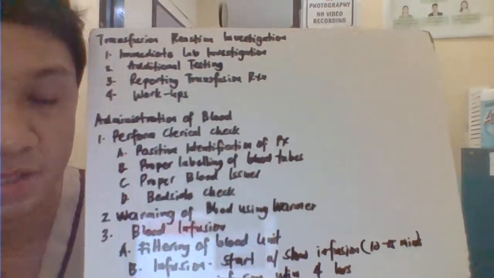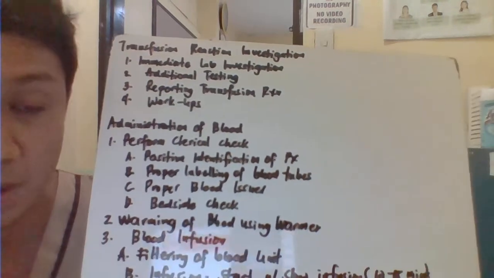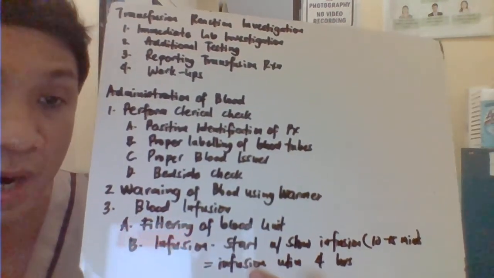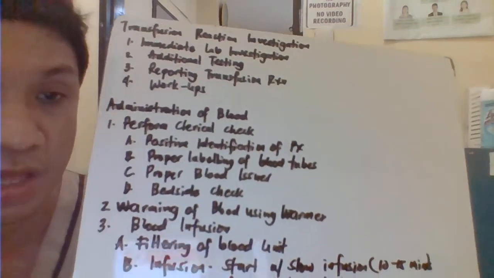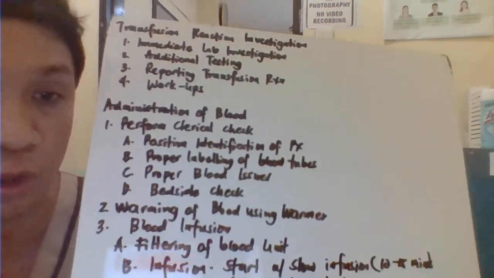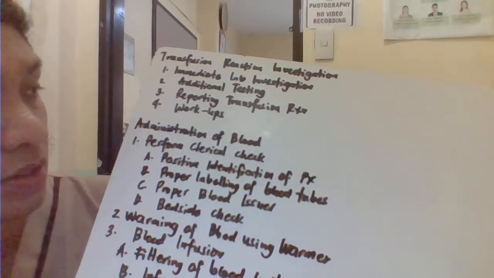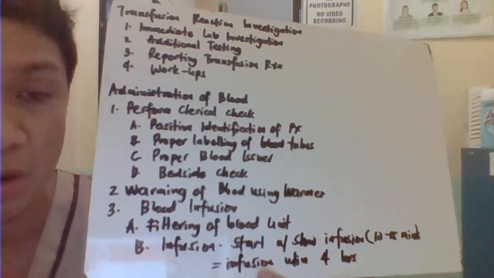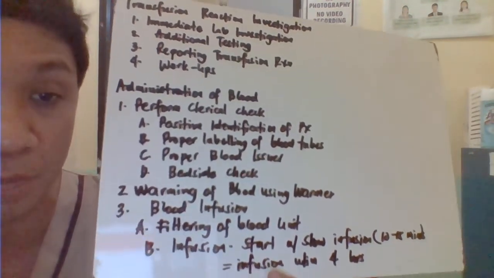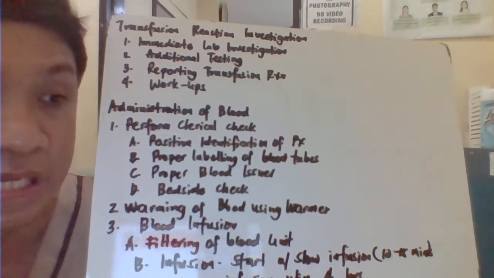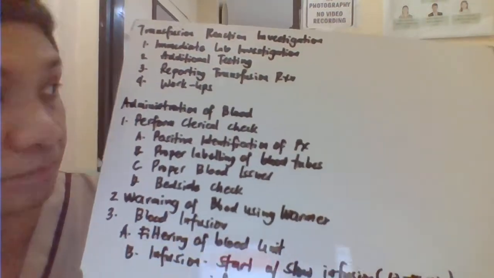Okay, then we have the transfusion reaction investigations. The first one is the immediate lab investigation. Any untoward incident related to your blood transfusion should prompt the laboratory in the blood bank section to investigate. Then we have additional testing, reporting of the transfusion reaction, and the laboratory workup. All of that will involve investigation as to whether the blood transfusion was really compatible or whether there is a problem with the compatibility testing or not.